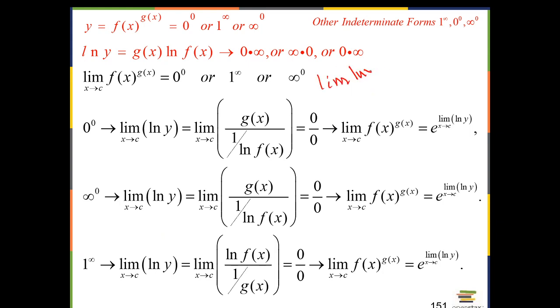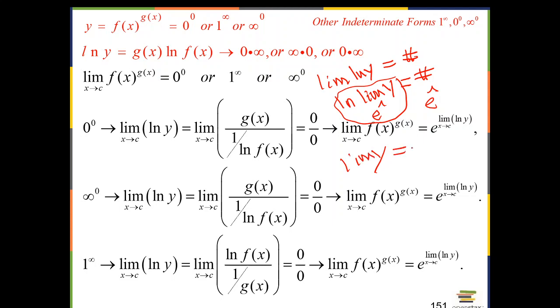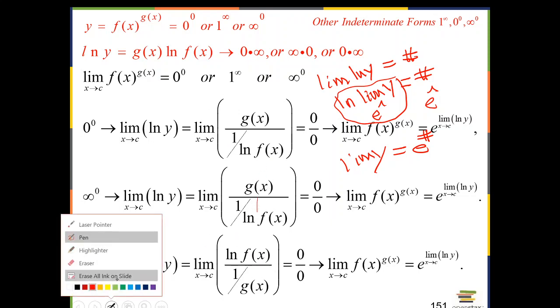Limit of ln y equals, let's say, some number, right? So we know we can put the limit inside, so that would be the ln of the limit of y equals that number. And how do we get rid of the ln? To find the limit of y, we do e to both sides, right? So on the left side, we get the limit of y, equals e to that number. So the answer would always be e to whatever the answer is that we find here, right? So that's the idea. I'm going to do one of each.